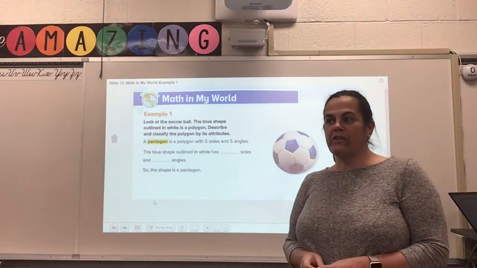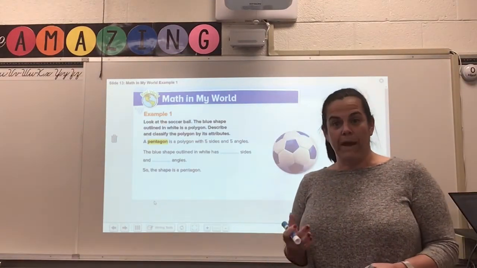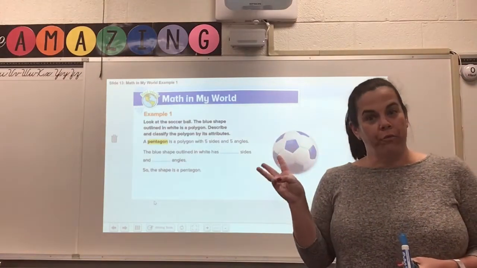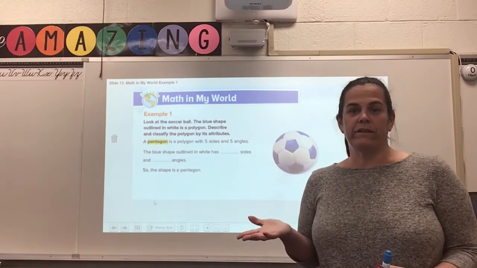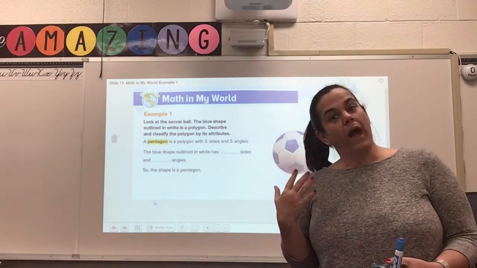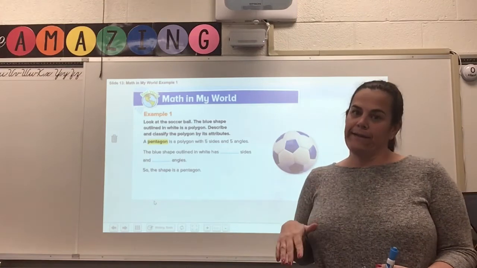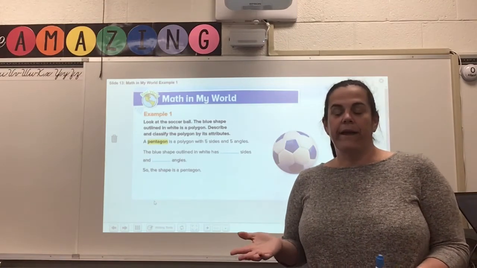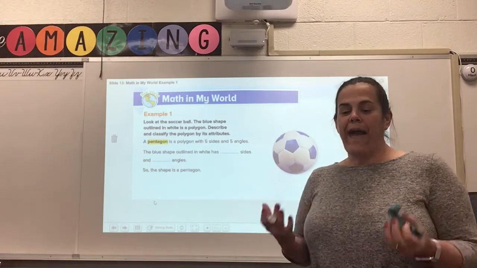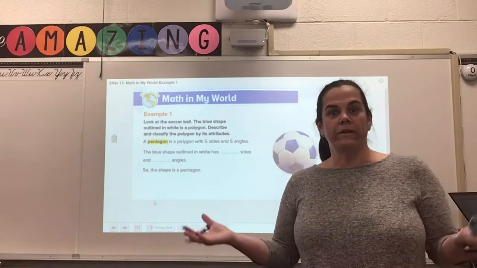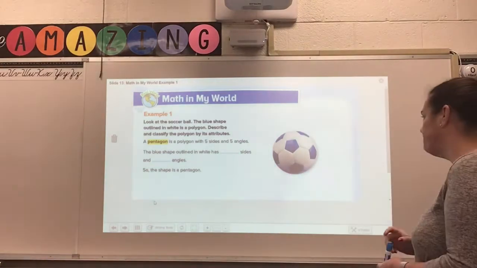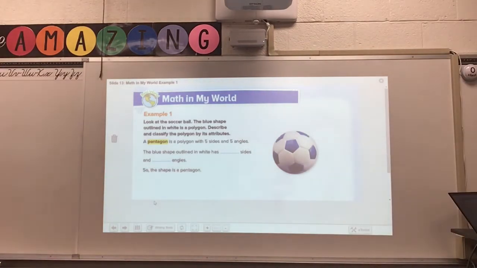If I were going to describe a triangle, I could describe it by saying that it has 3 sides and 3 angles. If I were going to describe an octagon, I could say it has 8 sides and 8 angles. And so an attribute is just kind of a fancy math word for how you can describe a polygon. Okay? So we are on page 839 for lesson 2, and let's get started with our first example.